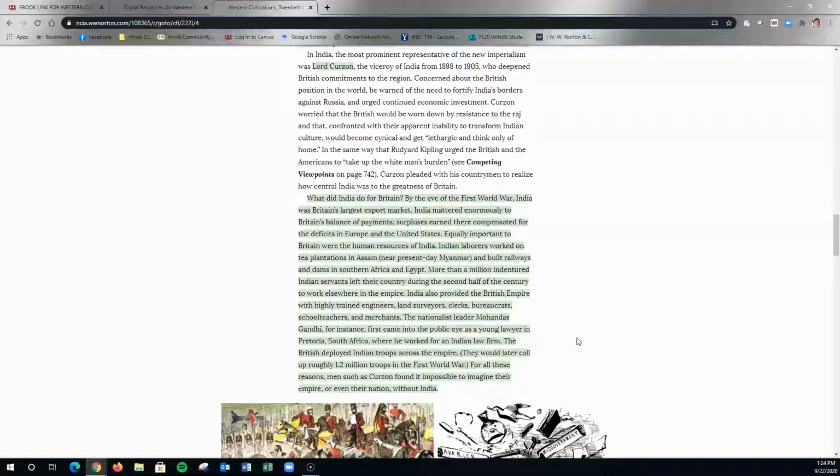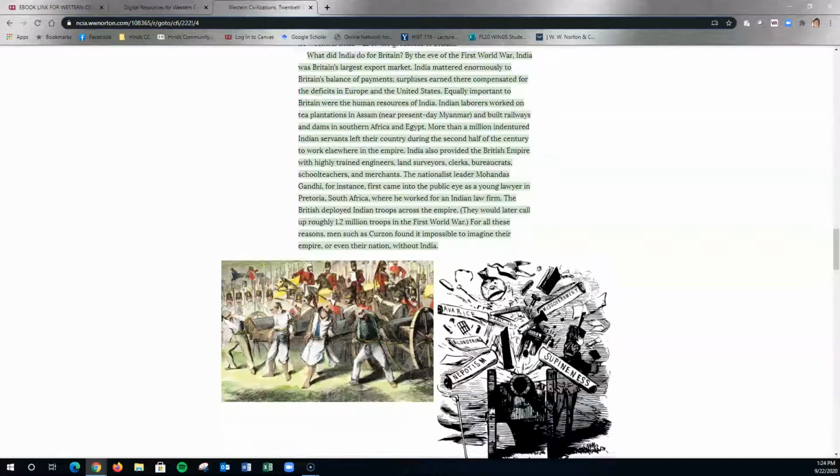It's a huge market for them. It provides tons of raw materials, and it's a wonderful addition to the British Empire after having lost the American colonies after the American Revolution.